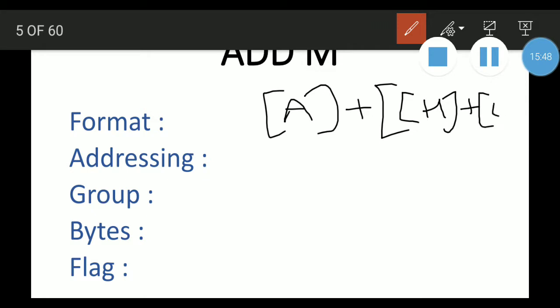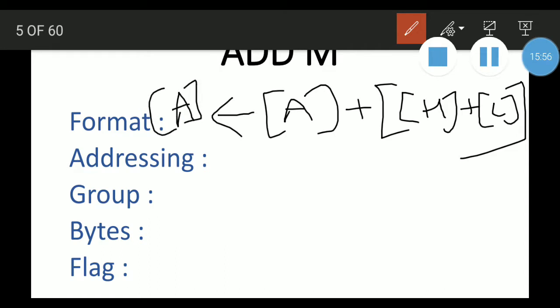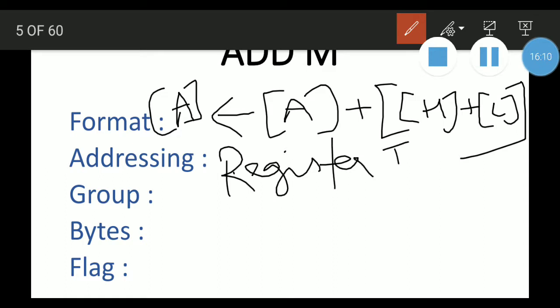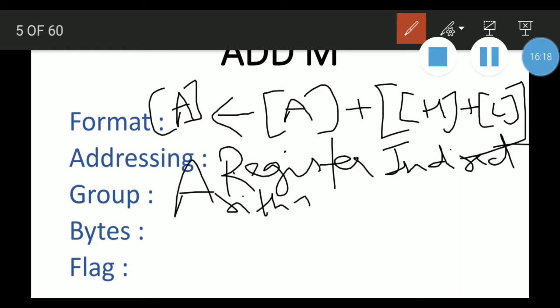Understood? Now after adding, the result will go into the accumulator. Clear? This is the format. Which addressing mode? It is pointing indirectly to the HL pair, so it becomes register indirect addressing mode. Which group? It belongs to the arithmetic group. How many bytes is the instruction? 1 byte. All the flags are affected in this instruction.